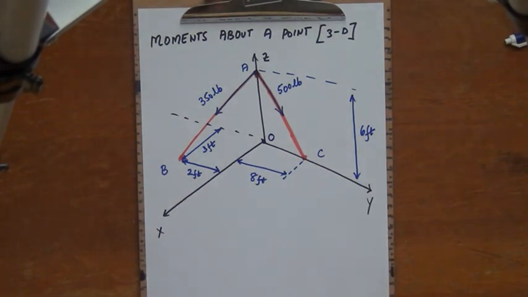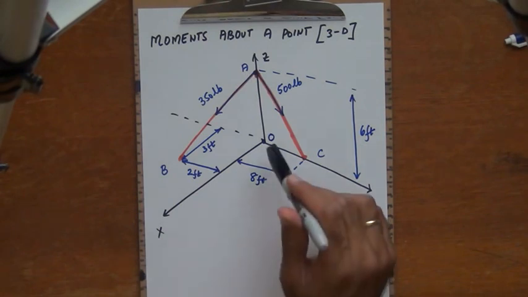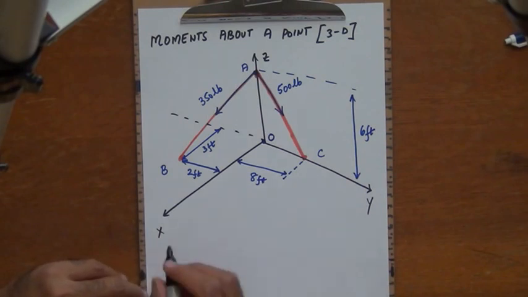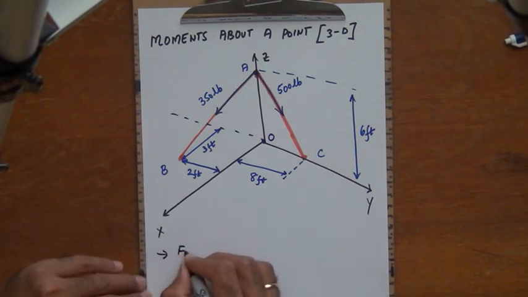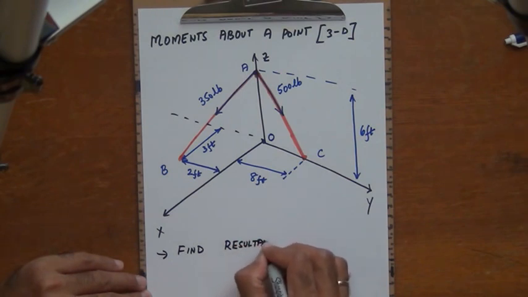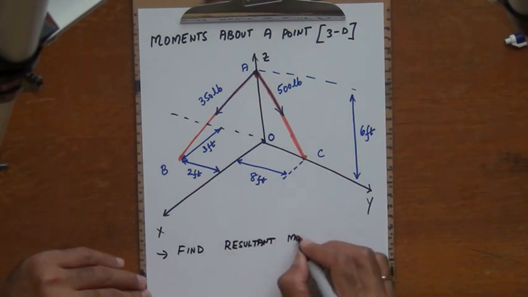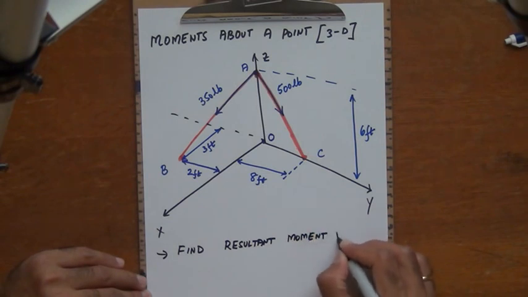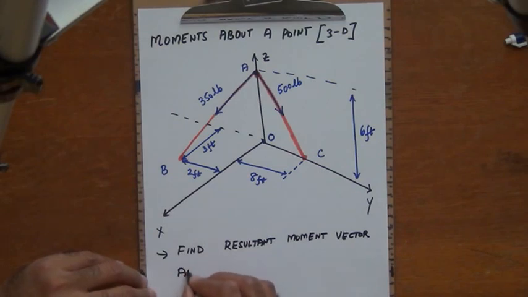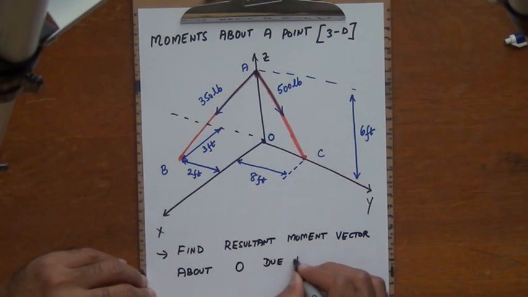And what is the problem asking us to solve for? The problem wants us to find the resultant moment about the point O due to these two forces along cables AB and cable AC. So find the resultant moment vector about the point O due to the forces shown.